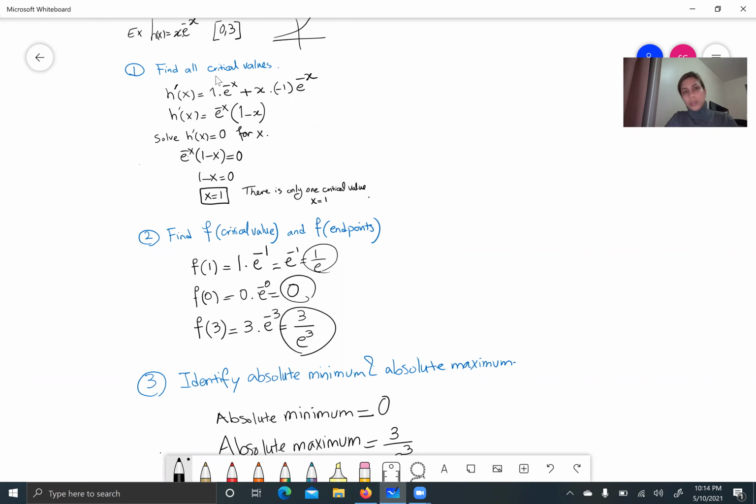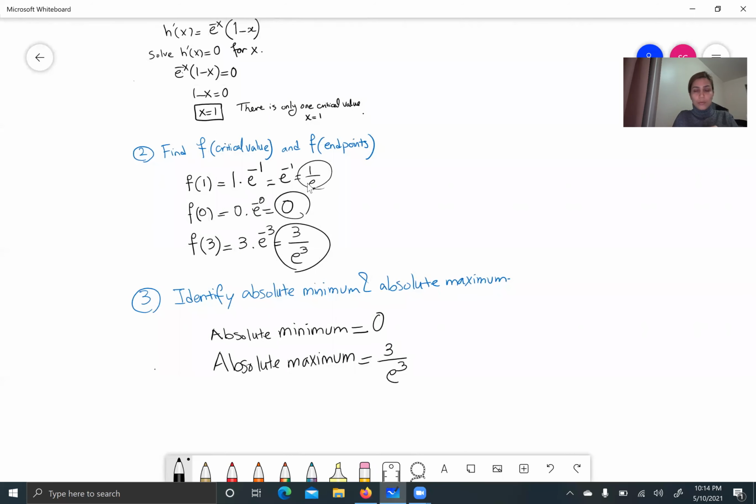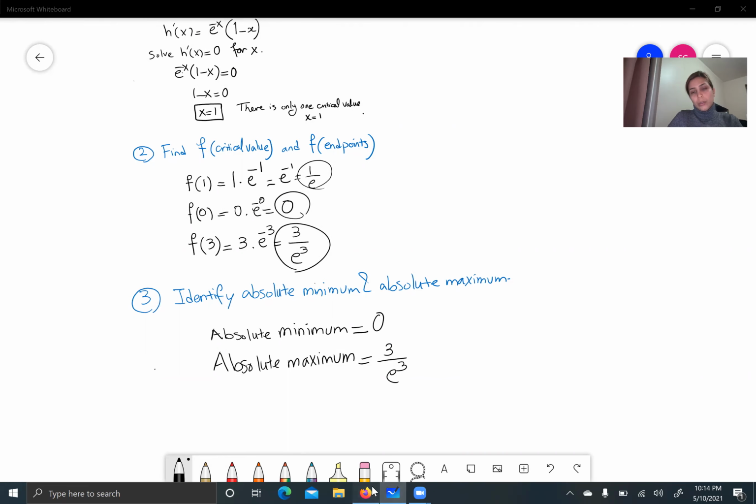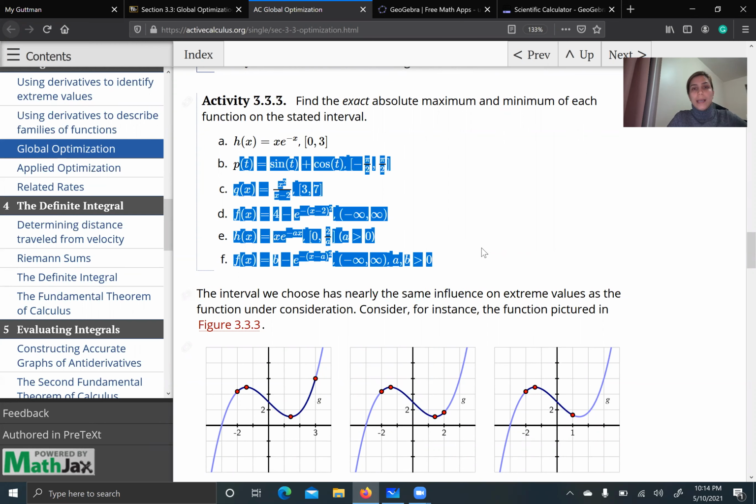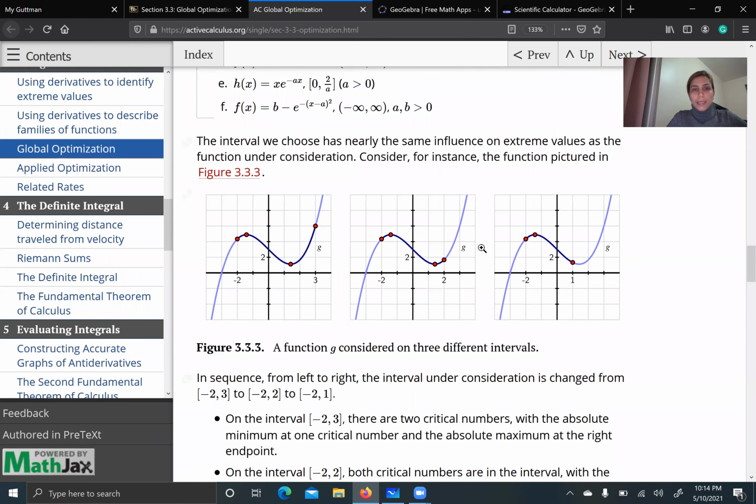The first step is we find all the critical values, and we see that in this example there's only one critical value. The second step is that we evaluate f at the critical value and also at the 2 endpoints. The last step is that between these values, the smallest is the absolute minimum and the greatest is the absolute maximum. This is the idea and approach, and you can apply it to all of these problems. The rest just follow the same pattern and approach to determine the absolute minimum and maximum of these functions.